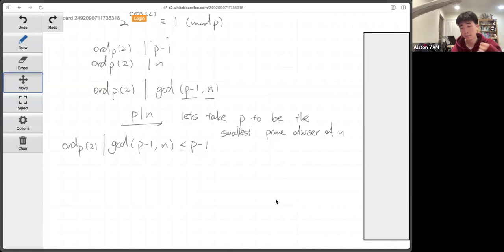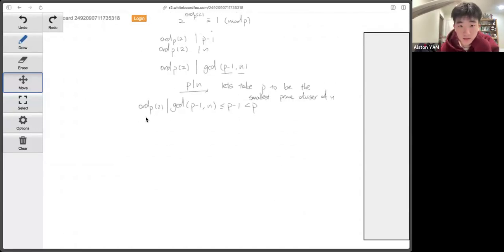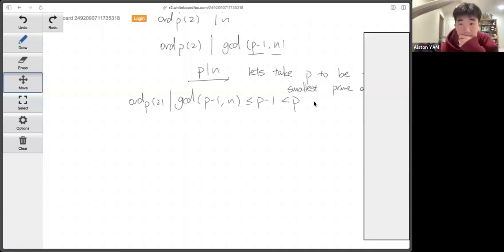So now if we take the smallest prime divisor, then the order of 2 with respect to p must be even less than this smallest prime divisor, right? Because it divides the GCD, which is less than p. Oh wait, we also know the order also divides n. So now that's a problem, because we have a number that is less than the smallest prime divisor of n, but it also divides n. So that's the problem, right?